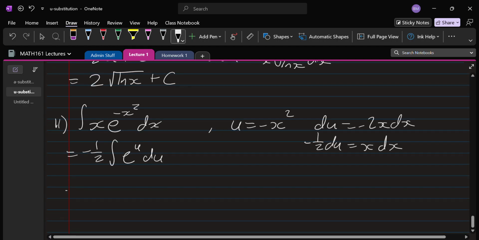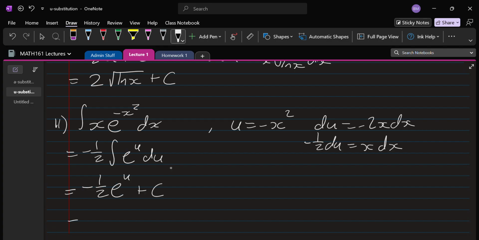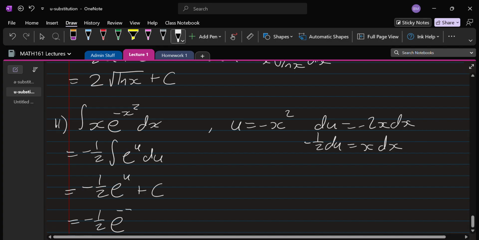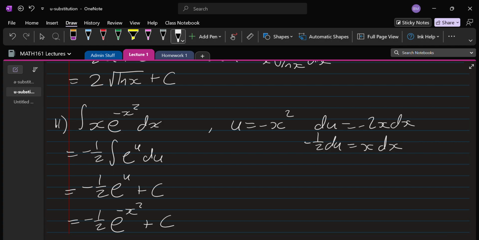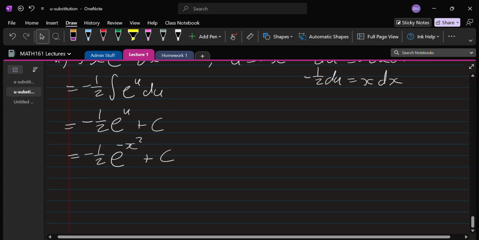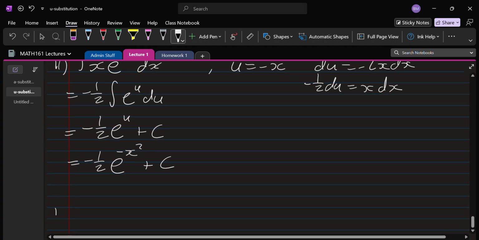So that's going to be minus 1/2 integral e to the u du. The integral of an exponential is the exponential. So that's minus 1/2 e to the u plus c. So that's minus 1/2 e to the minus x squared plus c. Easy stuff. Okay, outside function, inside function. You should know what to do by now.